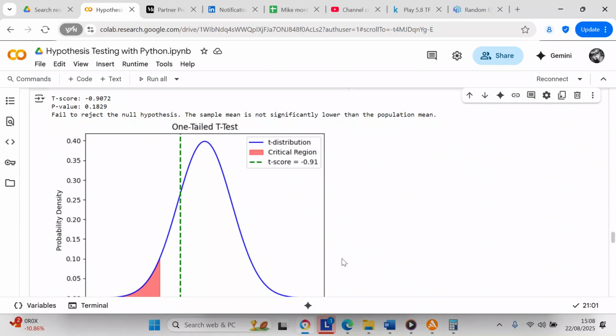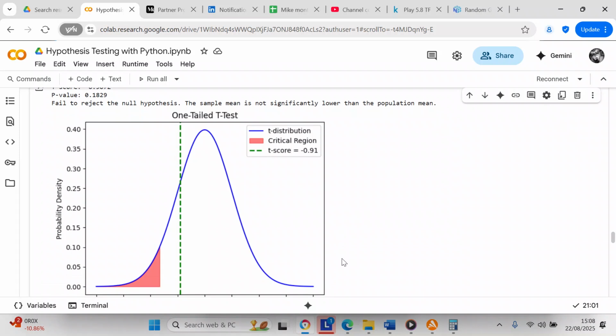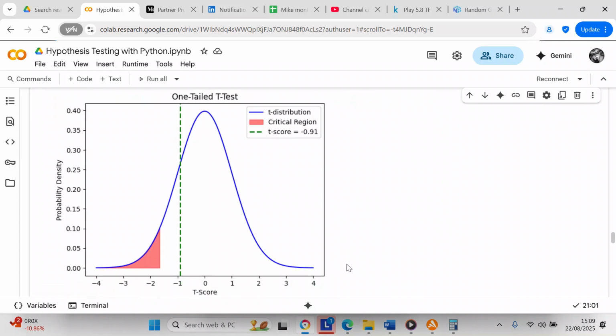And then you can see a graphic of what we have done. The blue line is your t-distribution, and the red is your one-tailed critical region. You can see that your t-score is before the critical region, and since the t-score is before the critical region, that means you fail to reject the null hypothesis. So that concludes this video.